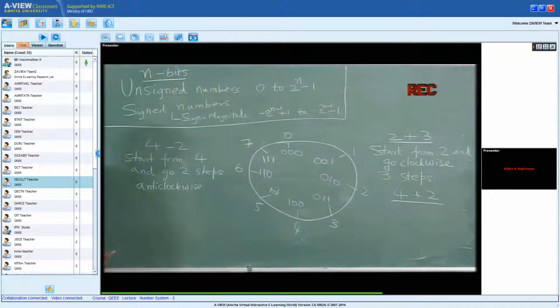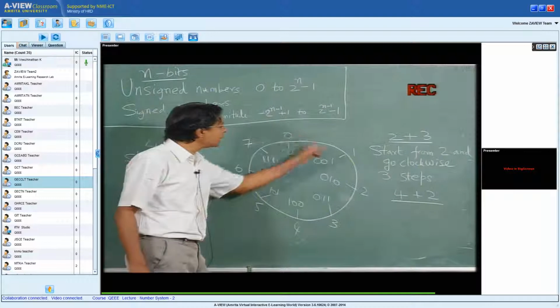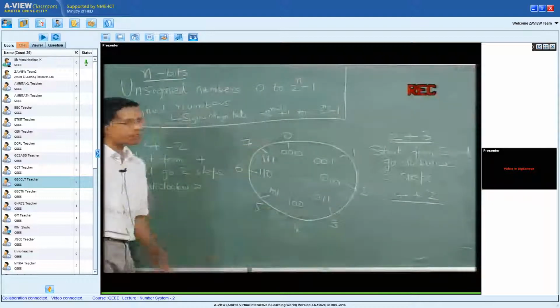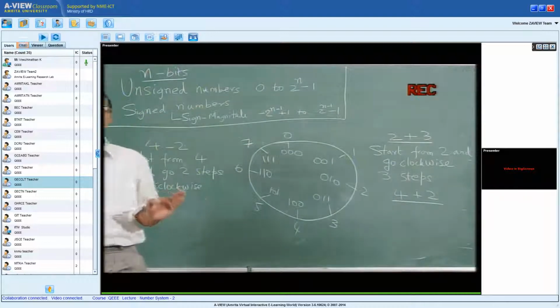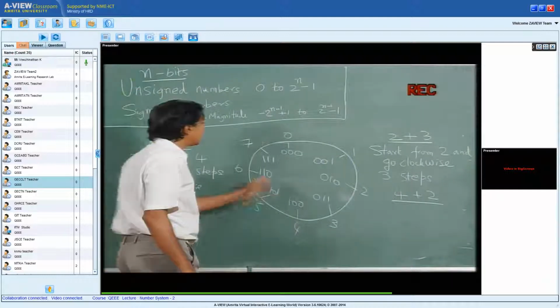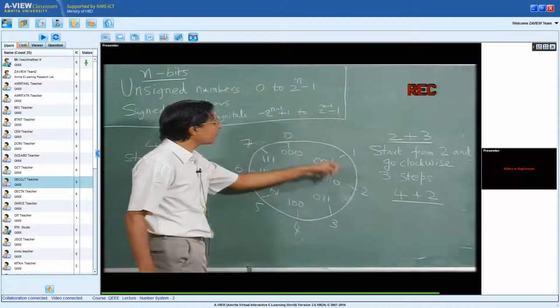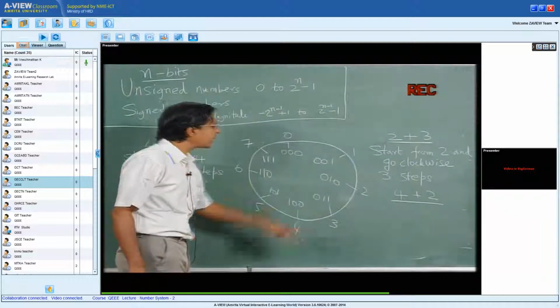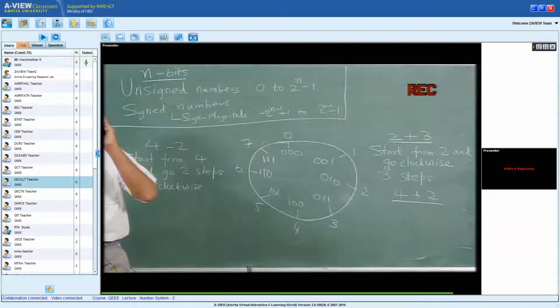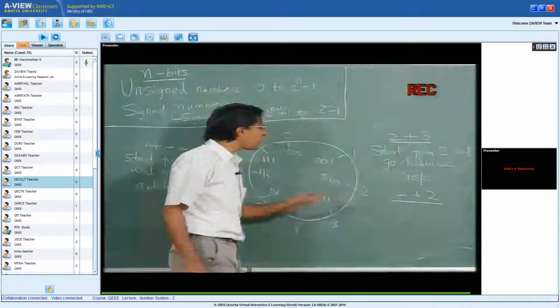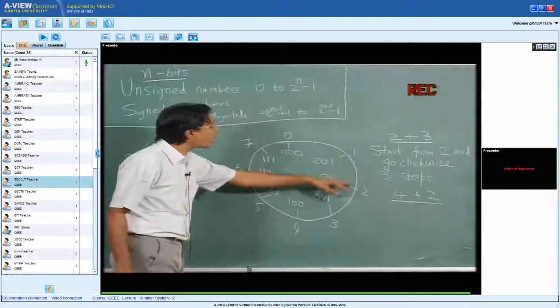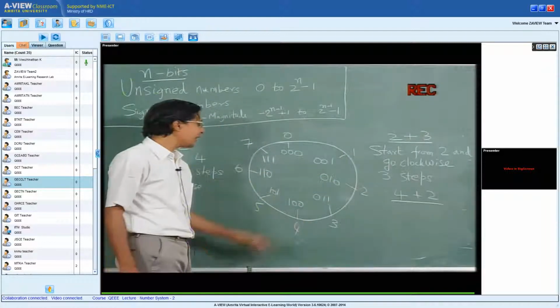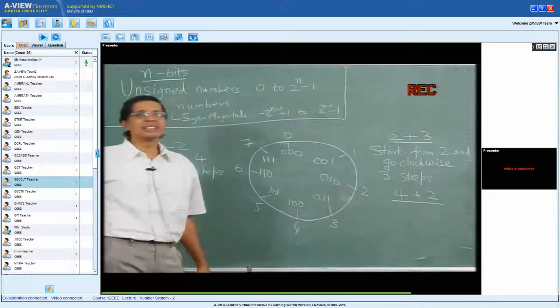Instead of moving from, so how many steps are there in this whole arithmetic? There are 8 steps. After the 8th step, this whole thing again comes back. So instead of moving 2 steps anti-clockwise, can I move 6 steps clockwise? That's the question. If I move 6 steps clockwise, then essentially I am going to get back this 2.